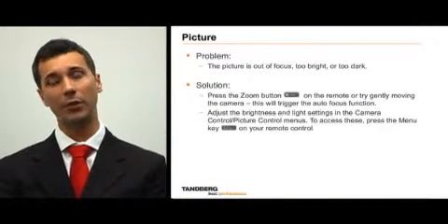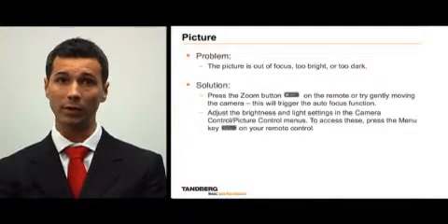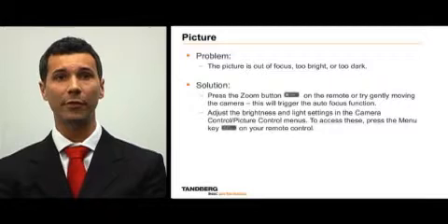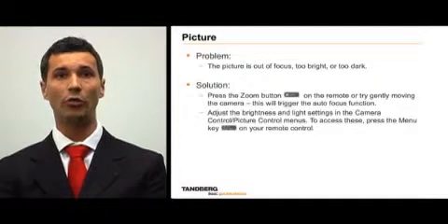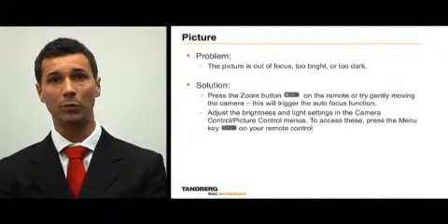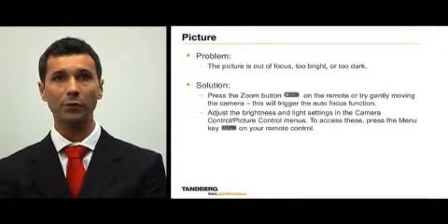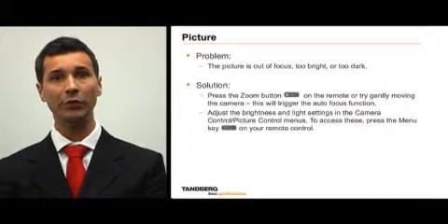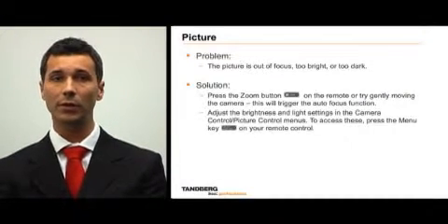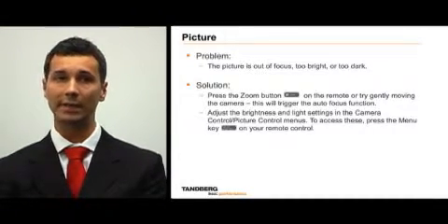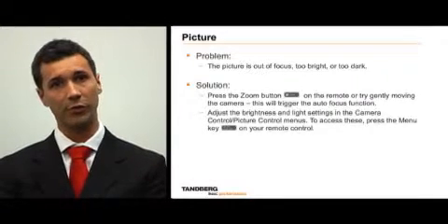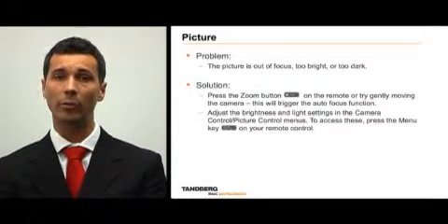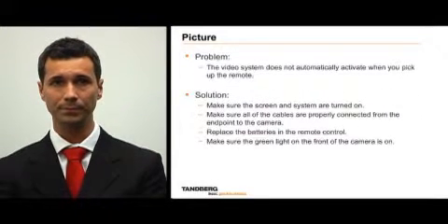If the picture is out of focus, too bright or too dark, the following steps should solve the problem. If the picture is out of focus, press the zoom button on your remote control or try gently moving the camera. This will activate the autofocus function. If the picture is too bright or too dark, you can adjust the brightness and light settings in the camera control, picture control menus. To access these, press the menu key on your remote control.